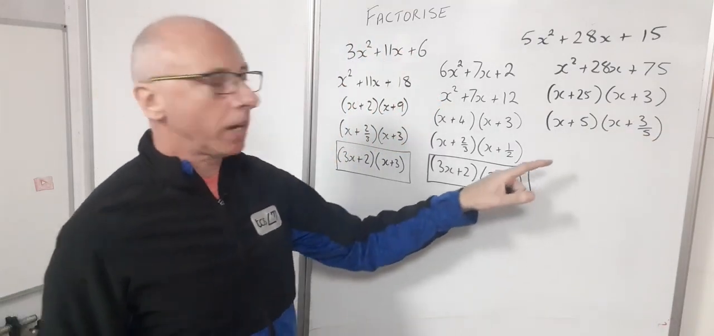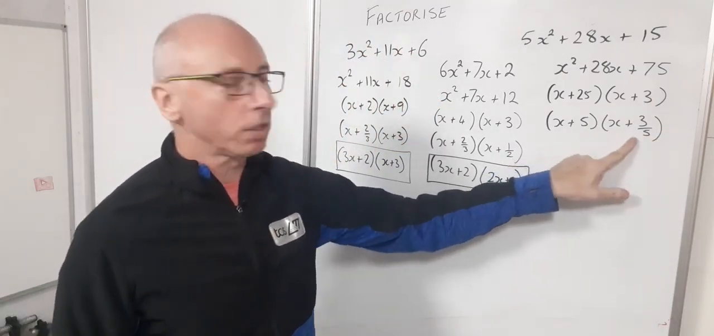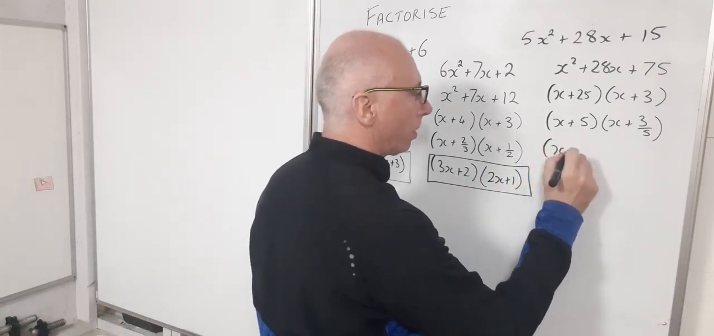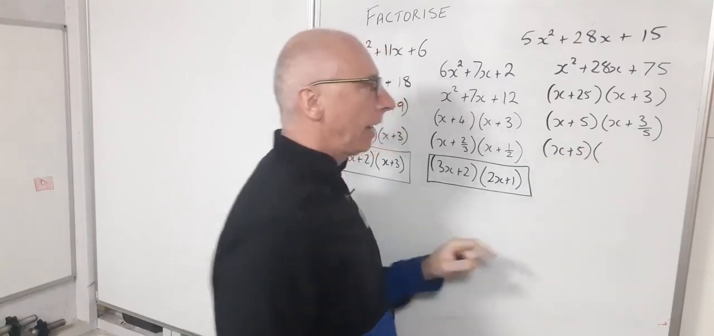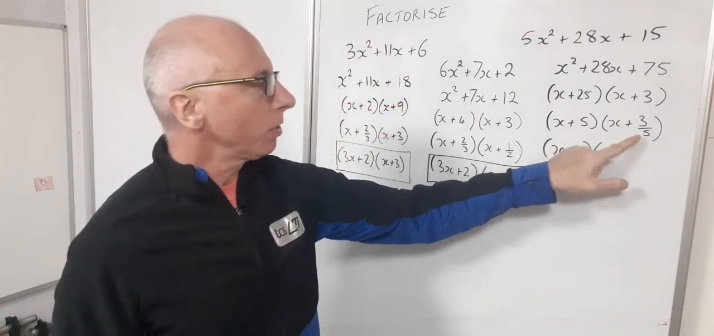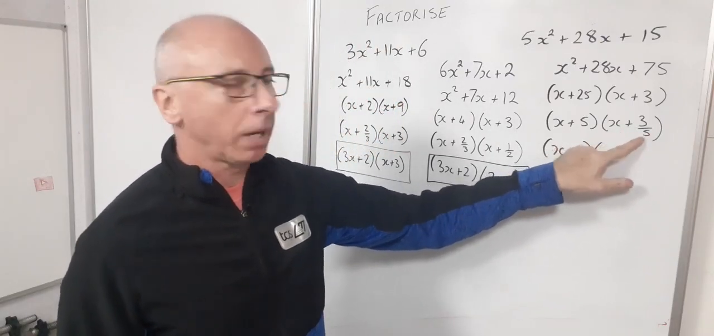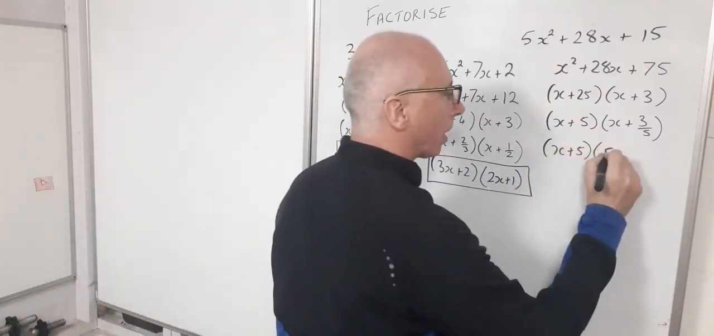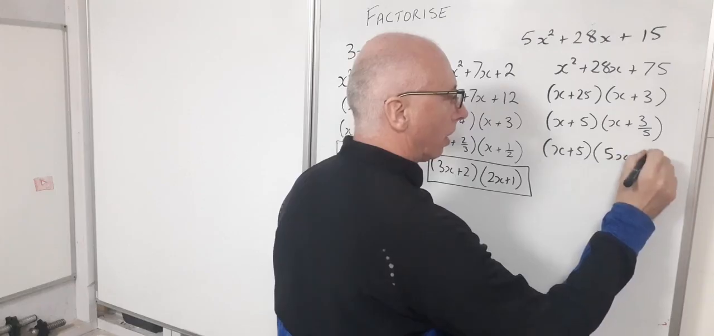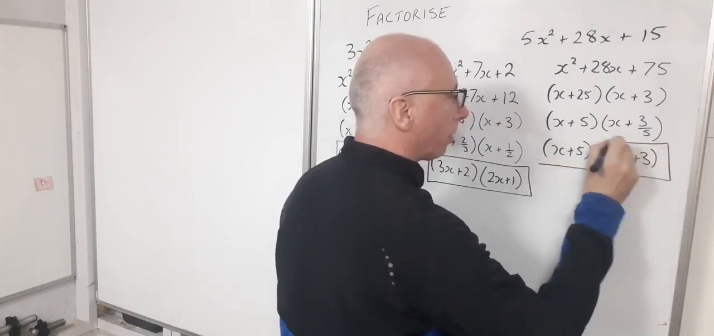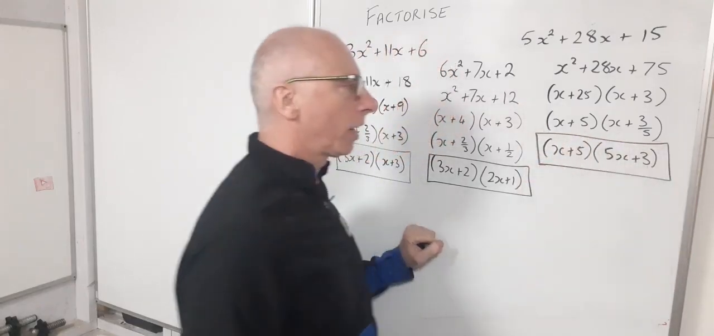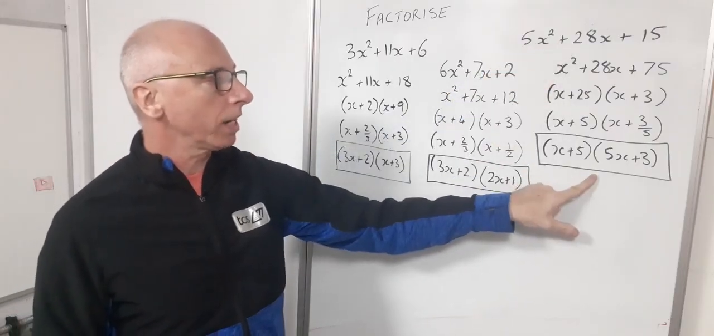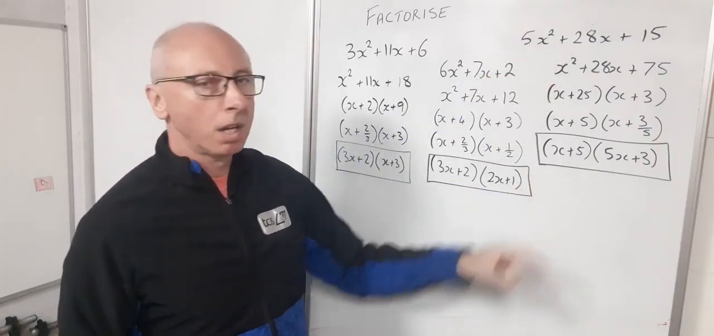Okay, now for the final stage, turn these into integers. Well, x plus 5 is already an integer, so that's good to go. And x plus 3/5, so to get rid of this 3/5, multiply by 5, so I've got 5x plus 3. And that will give me my answer for my quadratic factorisation of this one. And I'm going to leave that with you guys to check for the result. Okay.